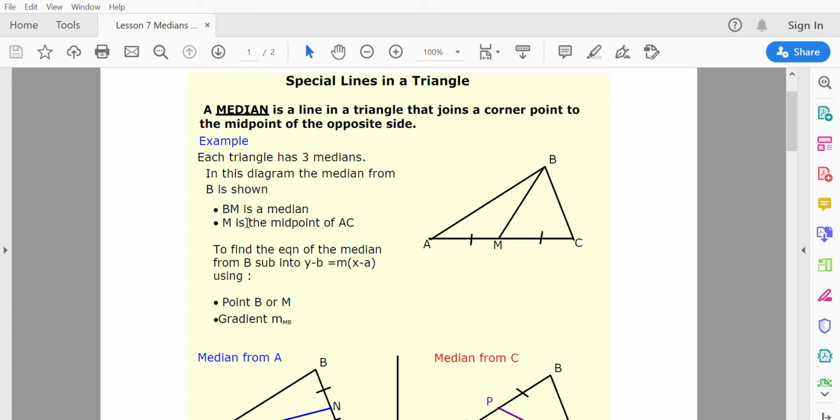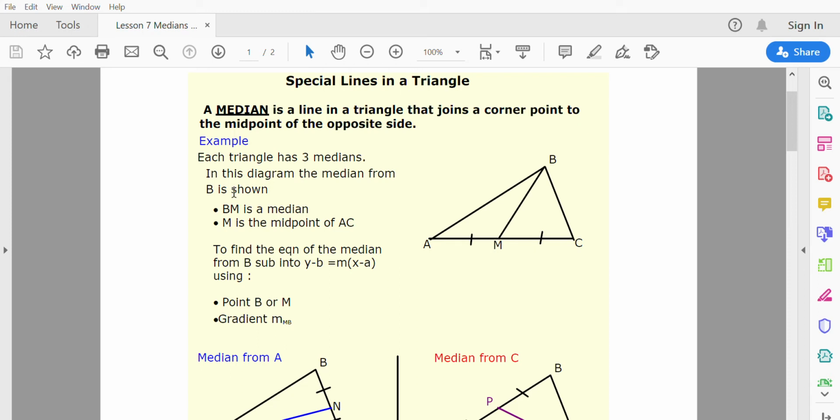So the definition there, as you can see in front of you, is a line in a triangle that joins a corner point to the midpoint of the opposite side. So if you look at that diagram, the triangle ABC, B is one of your vertices, one of the points in your triangle. M is the midpoint of A and C. Now you can see these two wee lines here. Either side tells you that the distance between A and M and the distance between M and C is the same. So M is the midpoint, if you like, of AC.